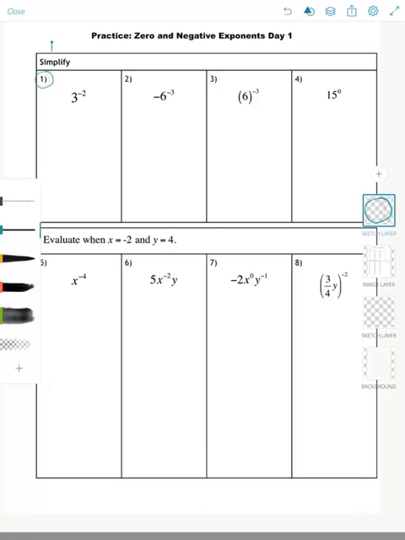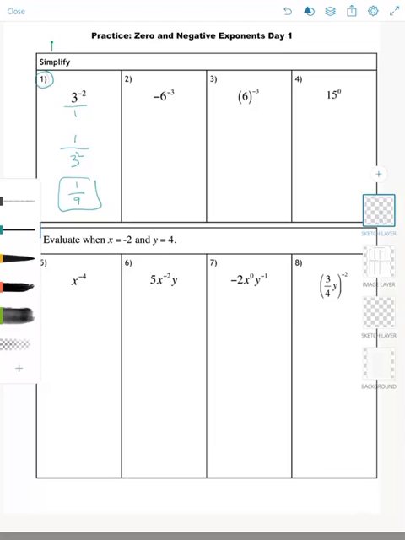We're using the rule that a number to a negative exponent is equal to the reciprocal to the positive exponent. So 3 to the negative 2, it's over 1, so we're going to flip that upside down and say 1 over 3 to the positive 2, and then we'll go ahead and evaluate. 3 to the second power is 3 squared, which is 3 times 3, which is 9. So this would be 1/9.